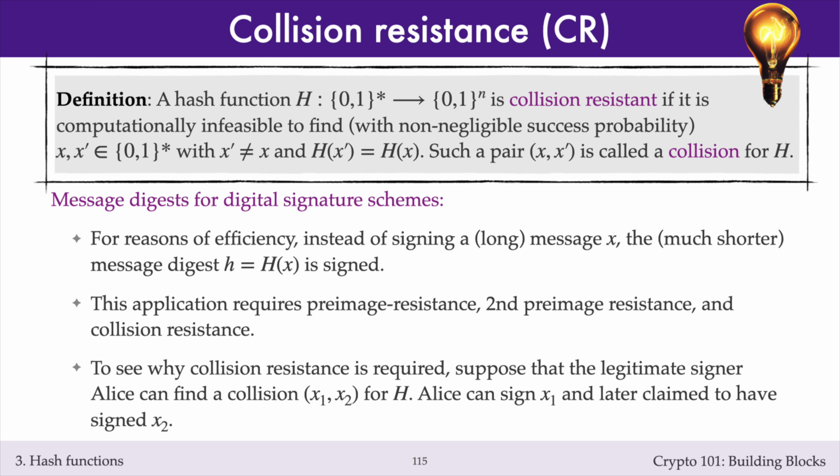Suppose that the legitimate signer Alice can find two distinct messages, X1 and X2, with the same hash value. Recall that the signature scheme operates on the message digests rather than the messages themselves. And so, we see that Alice's signature on X1 is also a valid signature on X2. Hence, Alice can sign X1 and later claim to have signed X2. In this way, she might be able to repudiate her signature on X1. To prevent this from happening, we need H to be collision resistant.